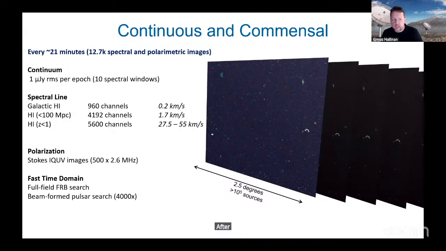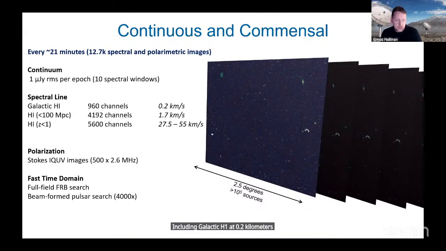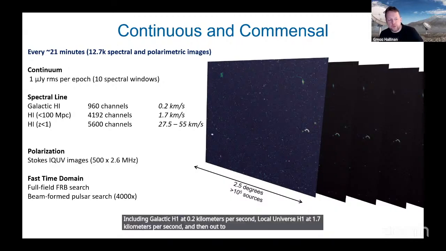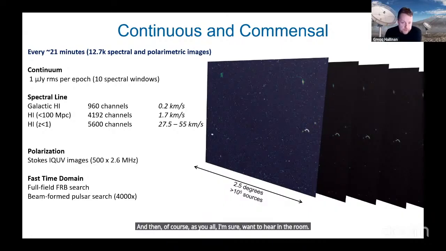After you mosaic observations together, we will do spectral line observations for every field at 3 different tiers, including Galactic HI at 0.2 kilometers per second, Local Universe HI at 1.7 kilometers per second, and then out to redshift 1 with variable resolution and velocity of 27.5 to 55 kilometers per second. We will do full Stokes IQUV imaging also. And then, of course, as I'm sure you all want to hear in the room, a full field FRB search and a likely beam-formed pulsar search.